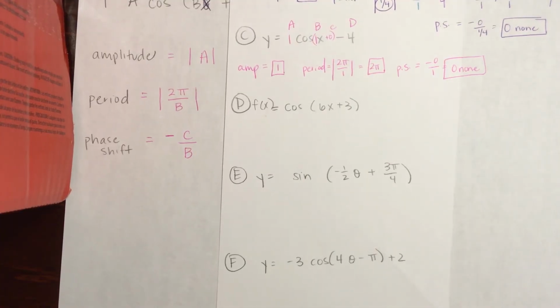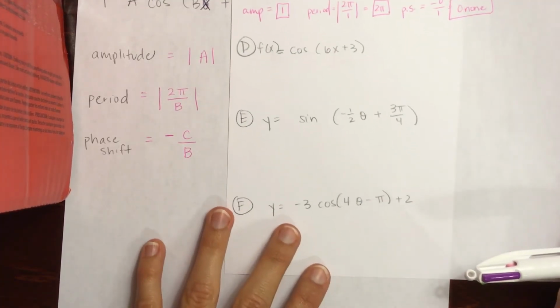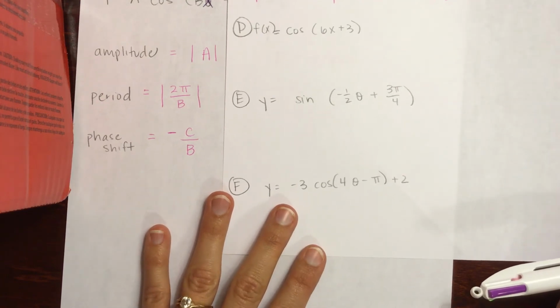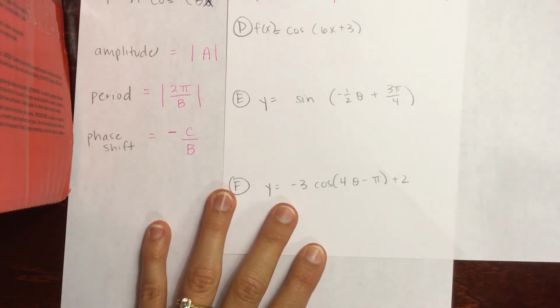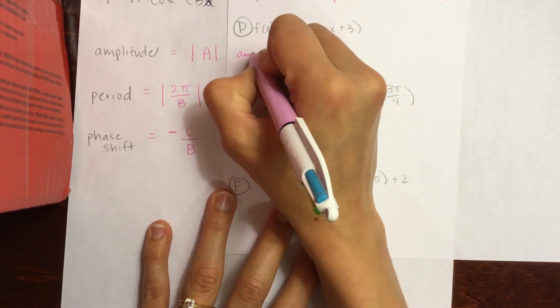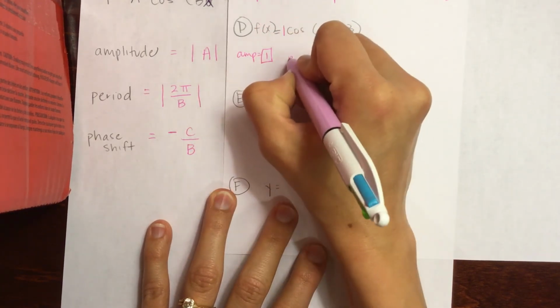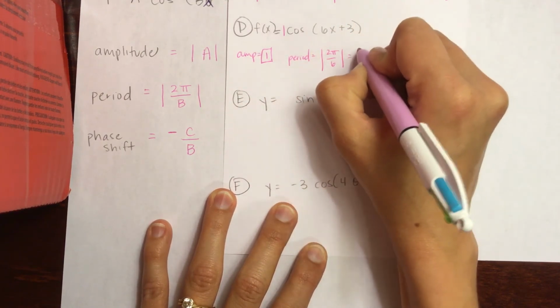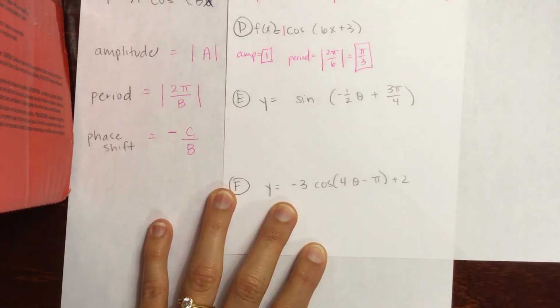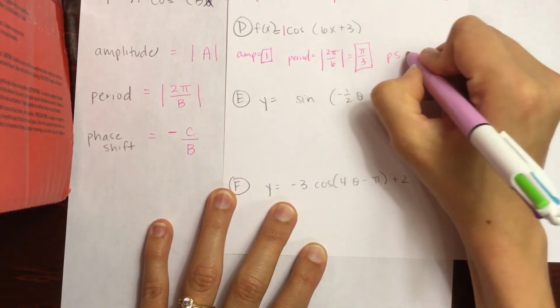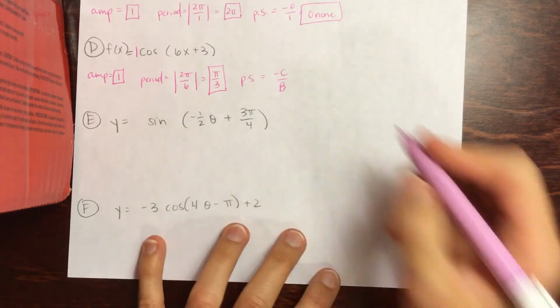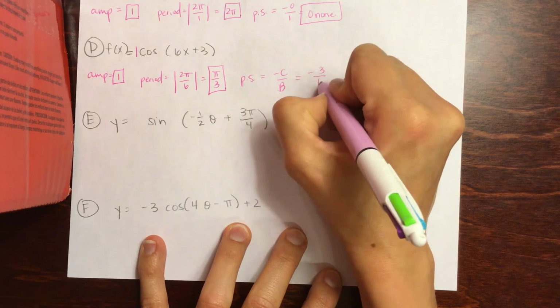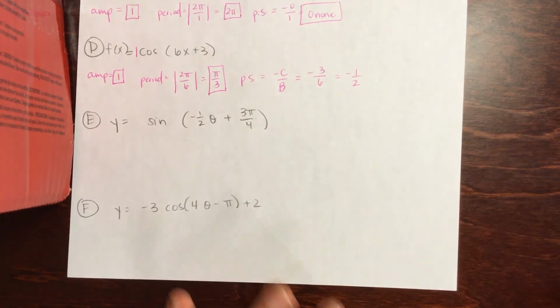All right, let's finally do one with a phase shift so you can see how we calculate it. It's not weird at all. Amplitude is still going to stay our general 1 because there's no number in front. Period is 2 pi over 6 in absolute values, which is pi thirds. So it got shorter. Phase shift is negative c over b. So negative 3 over 6. Phase shift is negative 1/2, which means I took this graph and moved it backwards a half.